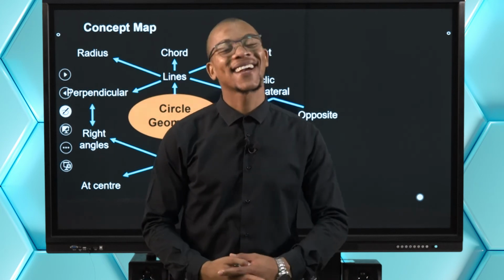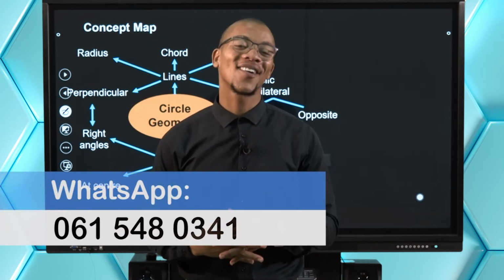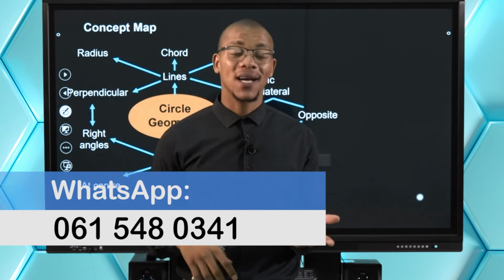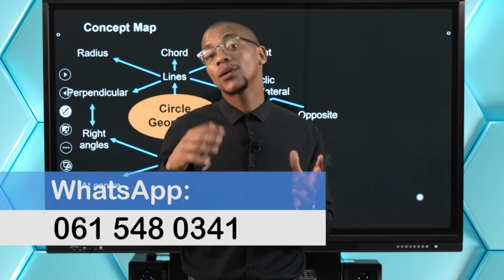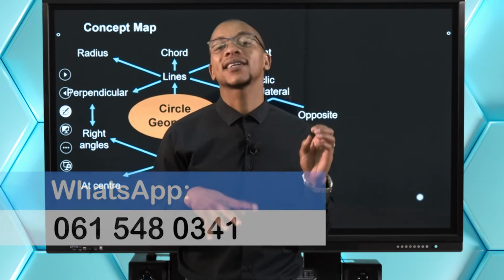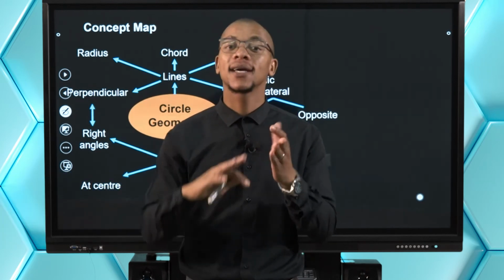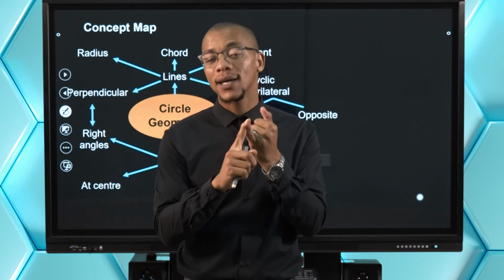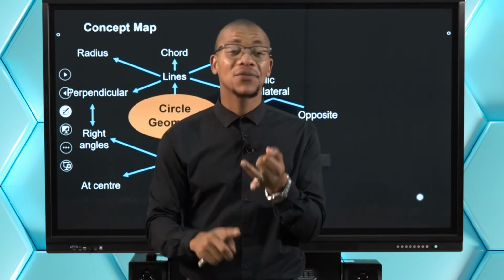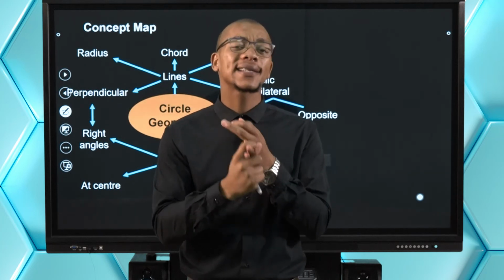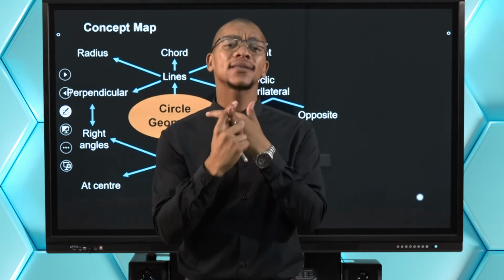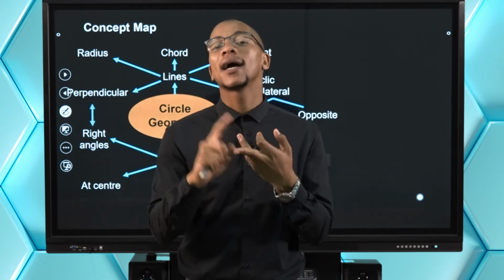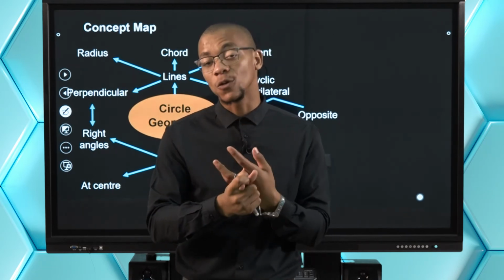Hi guys, welcome back to the last segment of our lesson. We've been looking at investigation one. We then spoke about the theorems where the investigation was taking us, and those are three theorems. One, the angle at the center is twice the angle at the circumference. Two, an angle that is subtended by the diameter on the circumference is 90 degrees. And three, angles on the same segment are equal to each other.